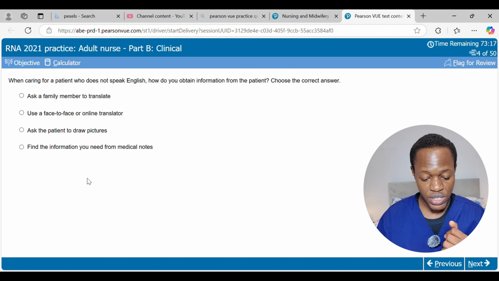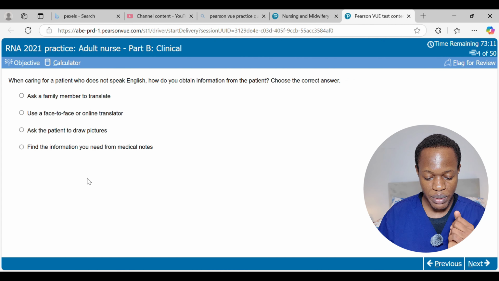When caring for a patient who does not speak English, how do you obtain information from the patient? Choose the correct answer. A. Ask a family member to translate. B. Use a face-to-face or online translator. C. Ask the patient to draw pictures. D. Find the information you need from medical notes. Use a face-to-face or online translator.